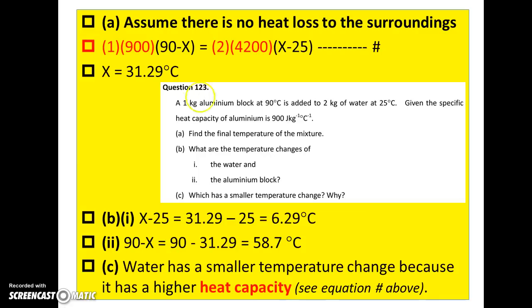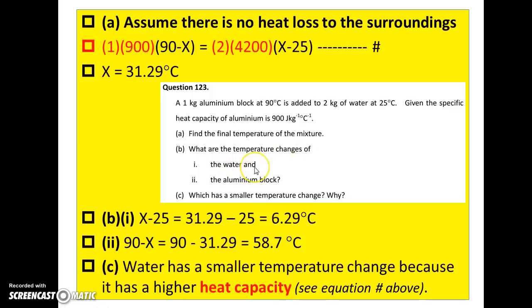Question 123. An aluminium block is added to 2 kg of water with the specific heat capacity of aluminium given. To find the final temperature, you may use the same formula and assume there's no heat loss to the surroundings, so that energy released by the hot aluminium will be equal to the energy absorbed by the cold water. So what are the temperature changes then?